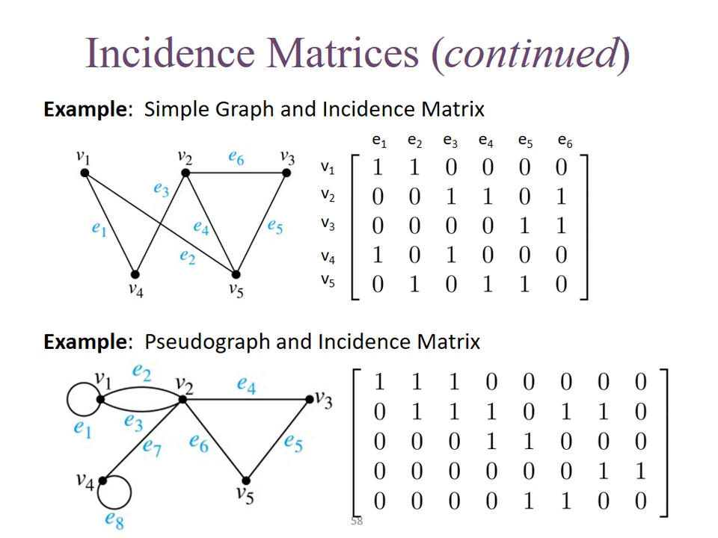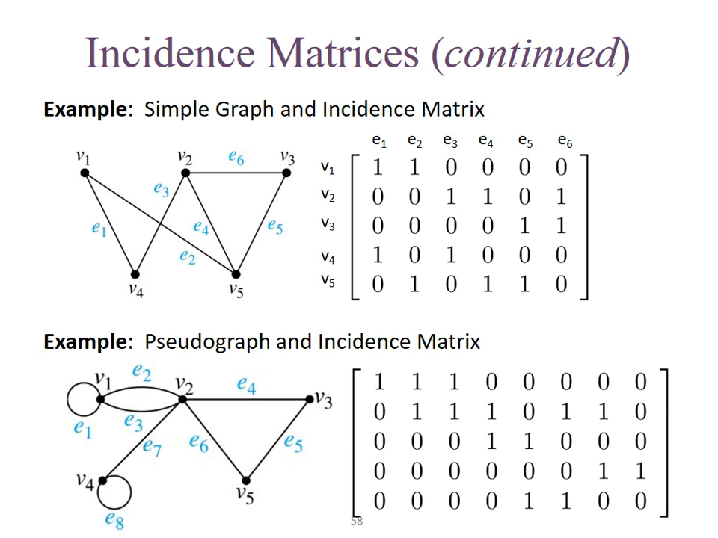So eventually it will be a 5 by 6 matrix. Then for each column, each edge is incident with 2 vertices, so we have 2 ones. And that's the result of the incidence matrix.